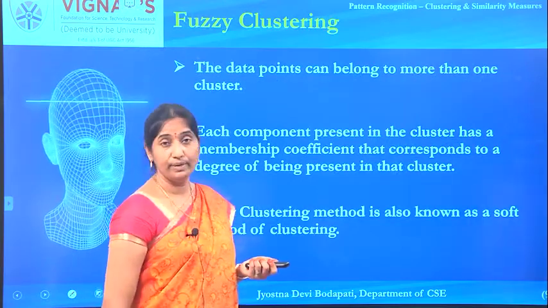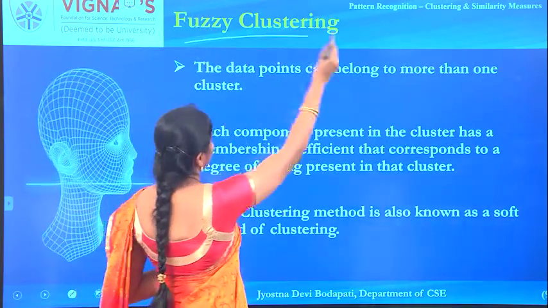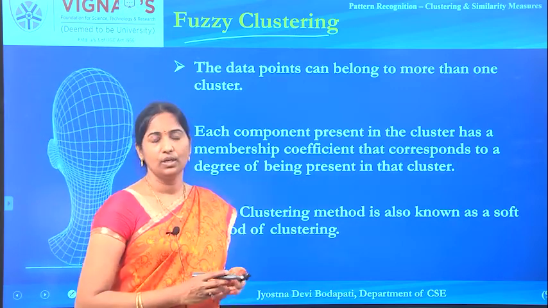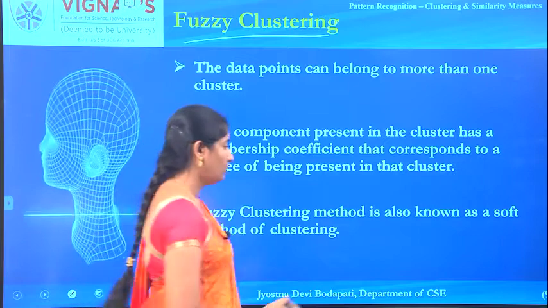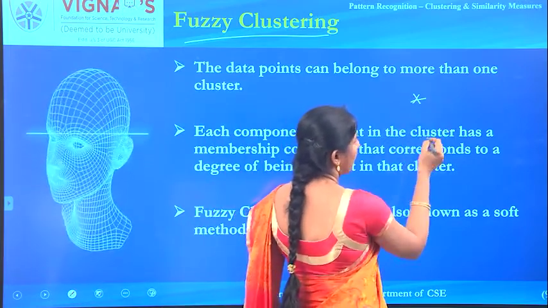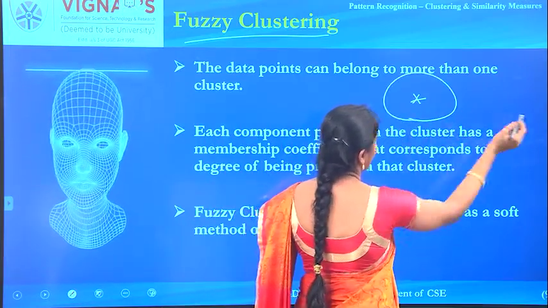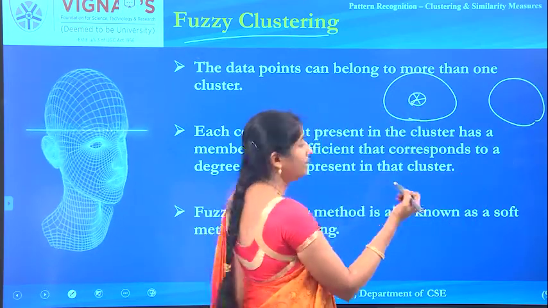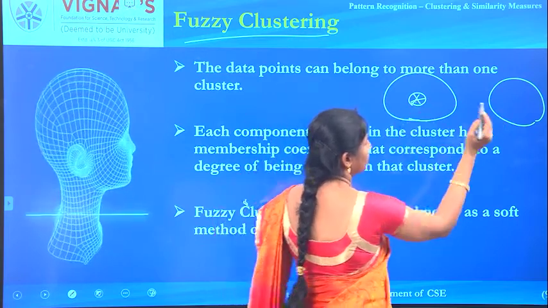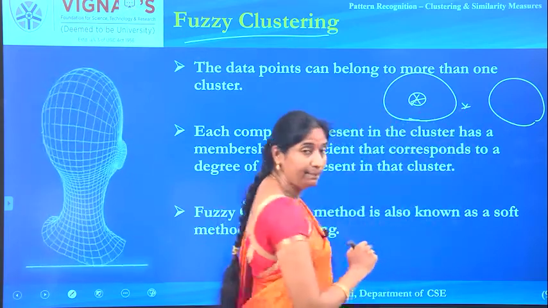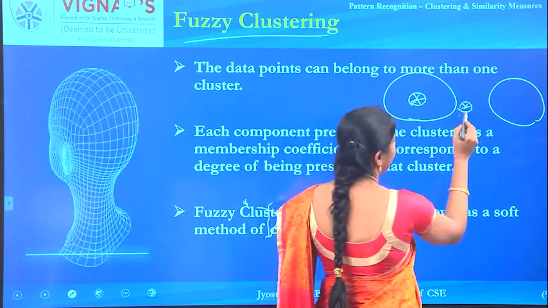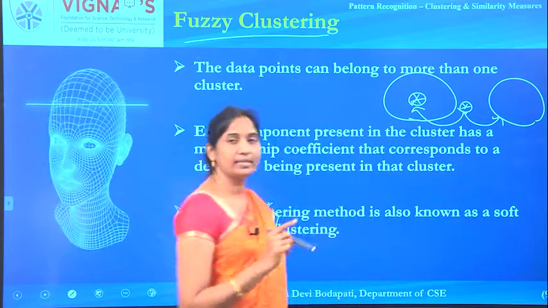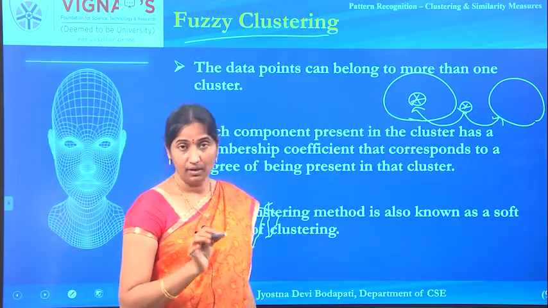Another set of methods are the fuzzy clustering based algorithms. In case of the other algorithms, mostly how the clustering happens is we assume that one object has association with only one cluster. Say for example, this is one cluster and this is the other cluster. If you consider this object, you can assign it either to this cluster or this cluster. And if this example is given, it can be assigned either to this cluster or to this cluster. You cannot assign the same sample to multiple clusters.